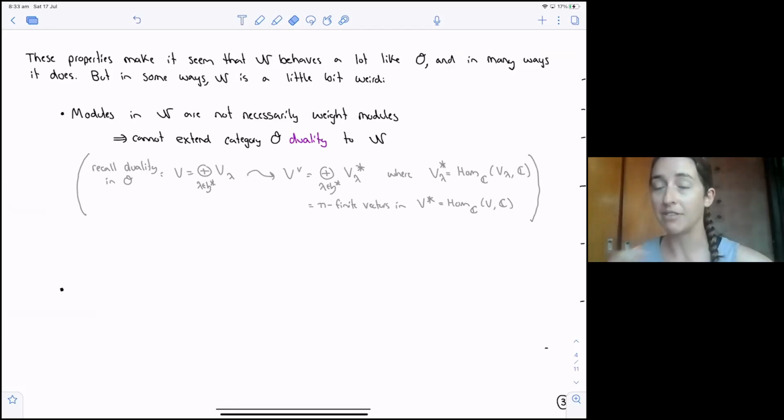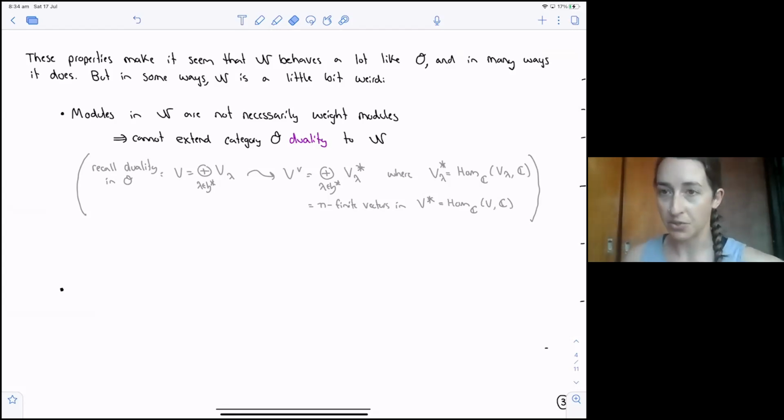In category O, we have a beautiful duality, which we can define using weight spaces. So if we have some module in category O, it decomposes into a direct sum of finite dimensional weight spaces. Then we can define the dual to be what we get if we just take each of these finite dimensional weight spaces and take its full linear dual. So just Homs from the weight space to C, and then glue all those dual weight spaces back together and form a module again. And then this thing is another module in category O if we do the correct twisting in our action.